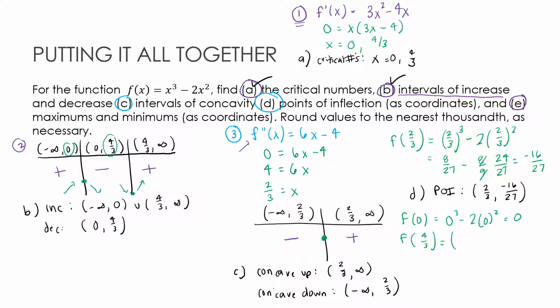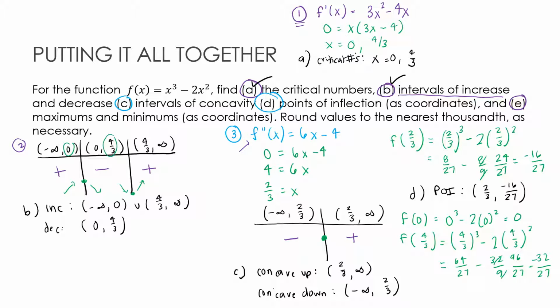Again, back into the original function. 4/3 cubed minus 2 times 4/3 squared, which gives me 64 over 27 minus 16 over 9 times 2, 32/9. Take that second fraction times 3 because again I want to combine these together. So this would be 96/27. If I subtract that, I get negative 32 over 27.